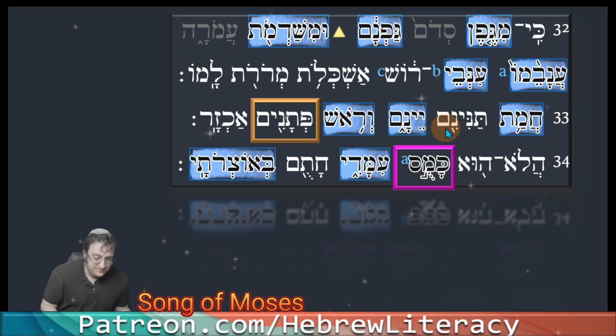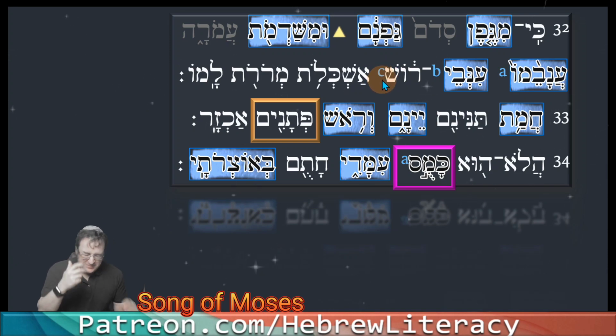Chamat taninim yenam, rosh petanim achzar. By the way, usually you'll see rosh written with an aleph, and I just checked the Samaritan Torah to see what it says. Sure enough, in the Samaritan Torah, it's written with an aleph. So remember I said before they're homographs, they look the same. But then down here we have rosh, and it's not looking the same.